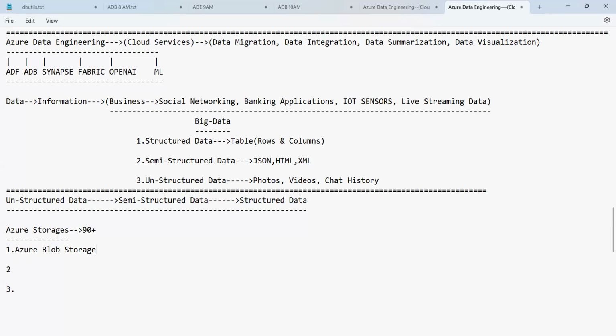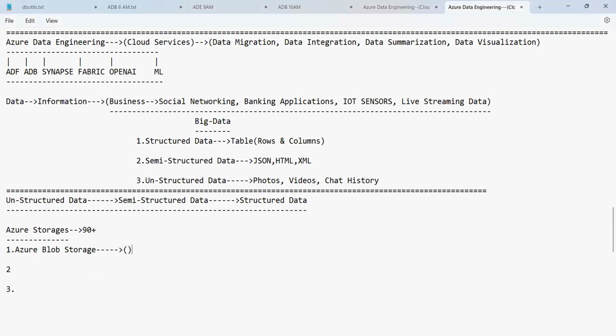The first and foremost is called what, guys? Azure Blob Storage. When we talk about the blob, what do you mean by blob, everyone? Any idea? Blob stands for binary large object. That means a blob storage is nothing but a binary large object.